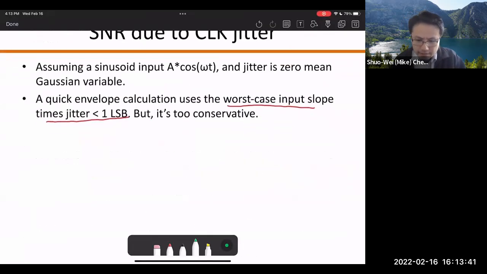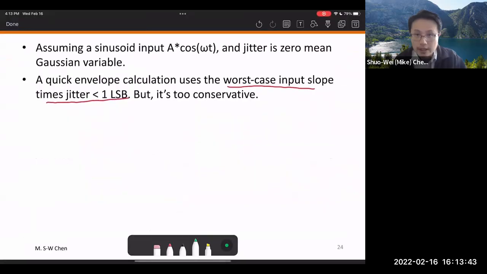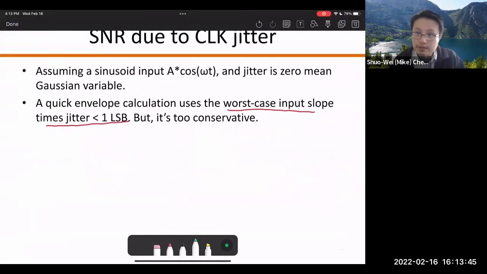Okay, so that seems fine. Actually that's what people do. If you want a quick estimation of the jitter tolerance, just find the worst case and make sure that it will be less than 1 LSB. However, it is way too conservative, and you probably can guess this.